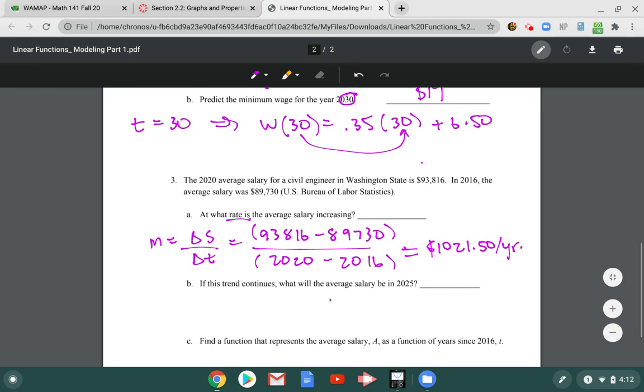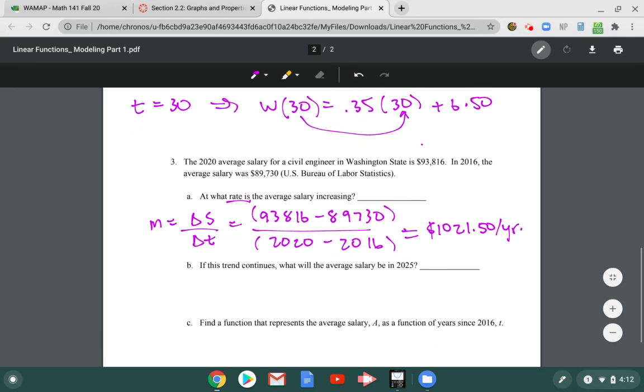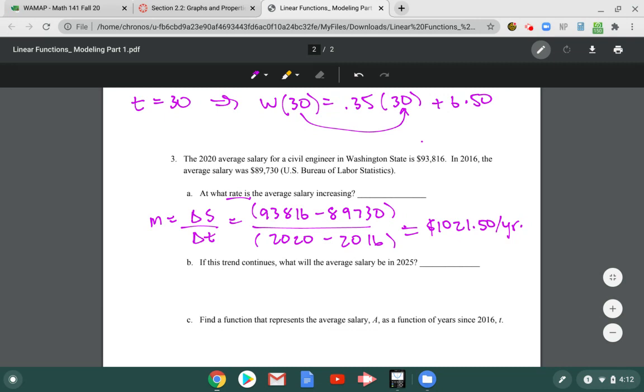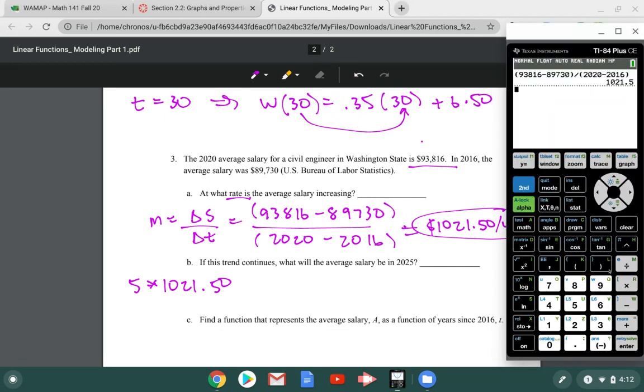If this trend continues, what will the average salary be in 2025? So we're increasing about $1,000 per year. I need to get from my salary in 2020 plus 5 more of these increases. So 5 years, I'm going to go 5 times $1,021.50. So let's see. I've got that as my last answer. So let's go ahead and just do times 5 right here.